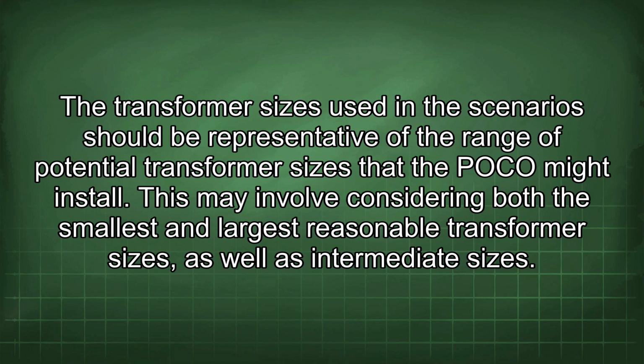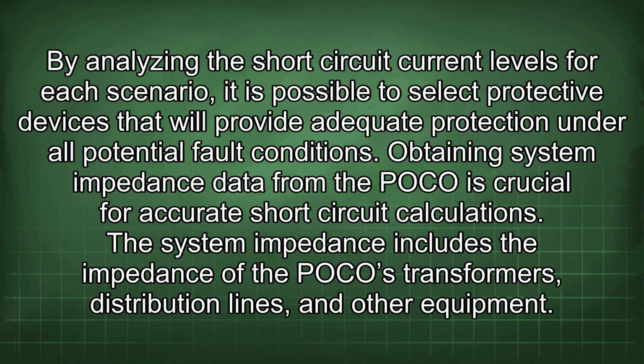The transformer sizes used in the scenarios should be representative of the range of potential transformer sizes that the POCO might install. This may involve considering both the smallest and largest reasonable transformer sizes, as well as intermediate sizes. By analyzing the short-circuit current levels for each scenario, it is possible to select protective devices that will provide adequate protection under all potential fault conditions.